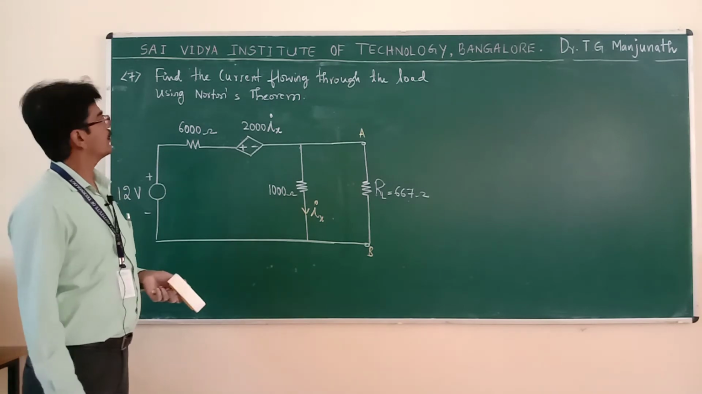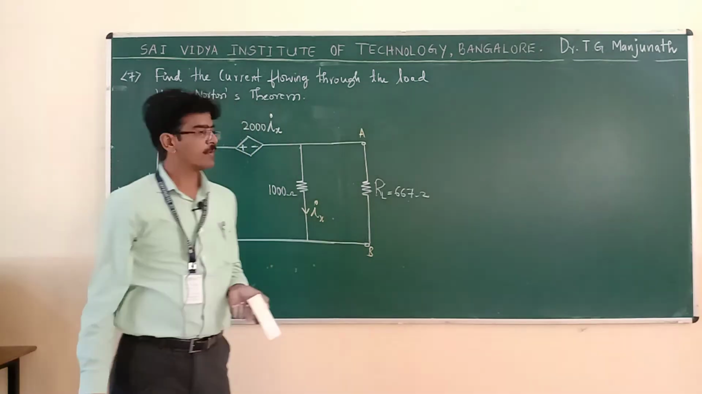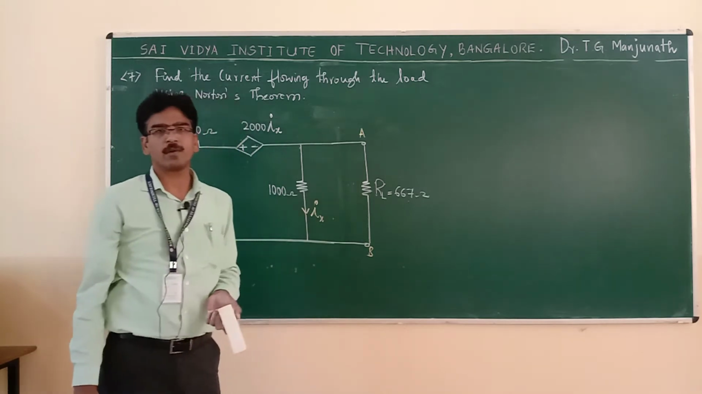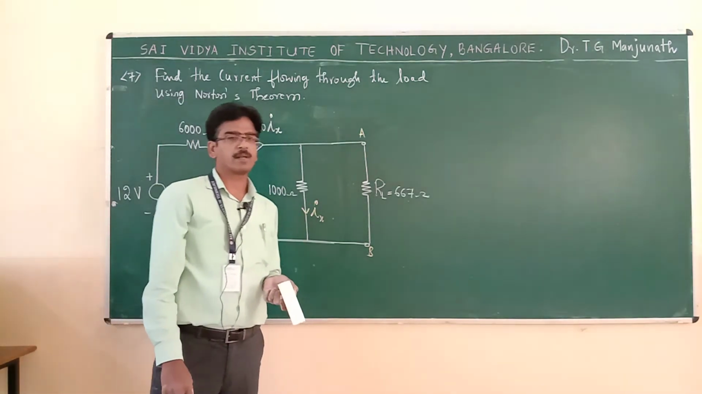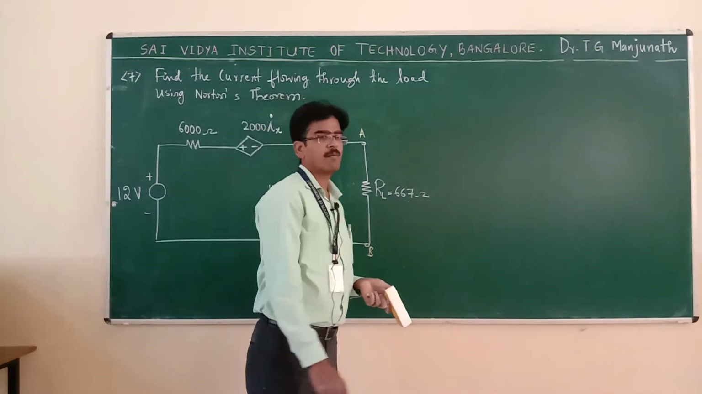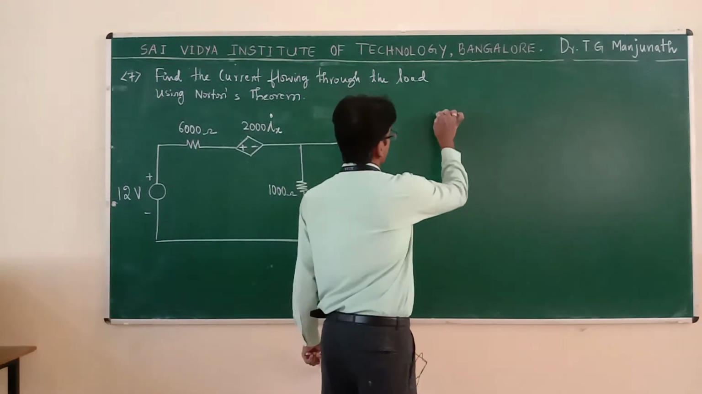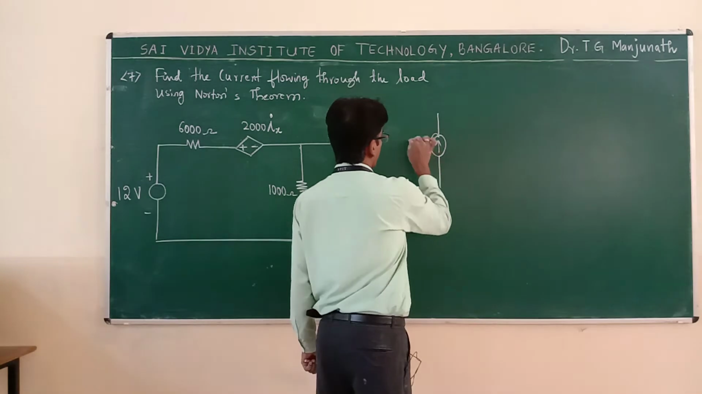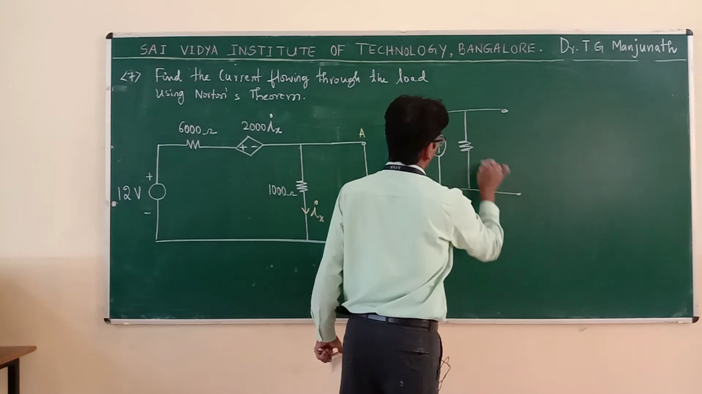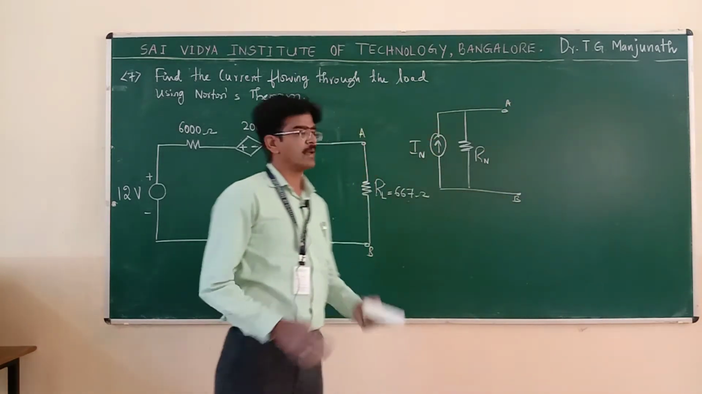Find the current flowing through the load using Norton's theorem. So, the load is given here across the terminals A and B. Your intention is to find the current flowing through this load by using Norton's theorem. So, Norton's theorem means we have to convert the given network into a single current source IN in parallel with a resistance RN across the same load terminals A and B.